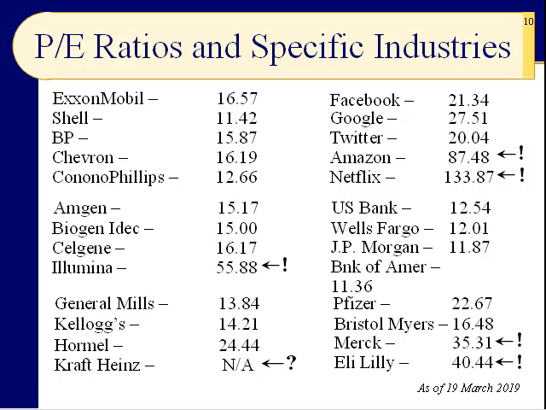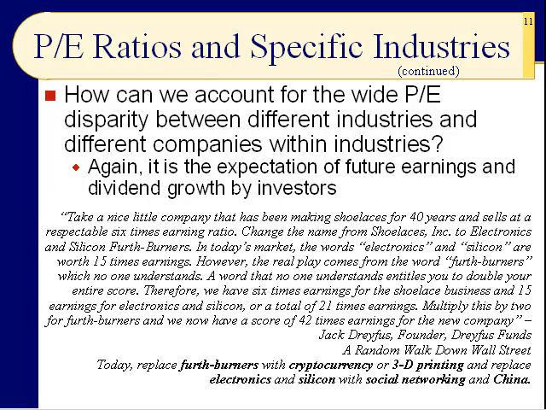And so this is just one ratio, and we need to do the same for the others. So let's take a look at some of the other ratios. Oh, I'm sorry. Before we do that, slide number 11: how can we account for the wide PE disparity between different industries and different companies within industries? Again, as we've said in the past, it is the expectation of future earnings and dividend growth by investors.